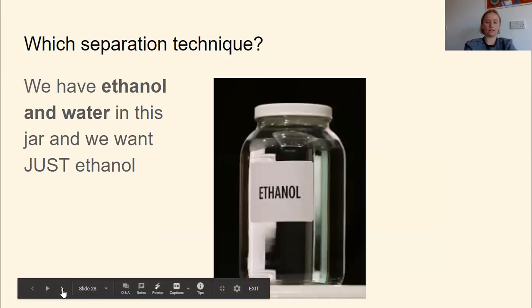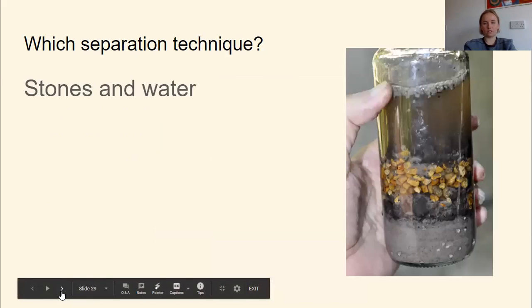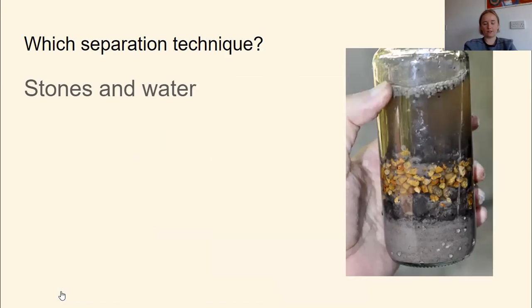Okay, next one. This is the example I gave you. See if you can remember what separation technique would be used to separate out the water and ethanol. In this case, it would be distillation because they have different boiling points. Well done if you got that. And finally, stones and water. Have a think about this one. This one would also be filtration because the stones are insoluble in water, so they can be separated out using filter paper because they're too big to pass through.